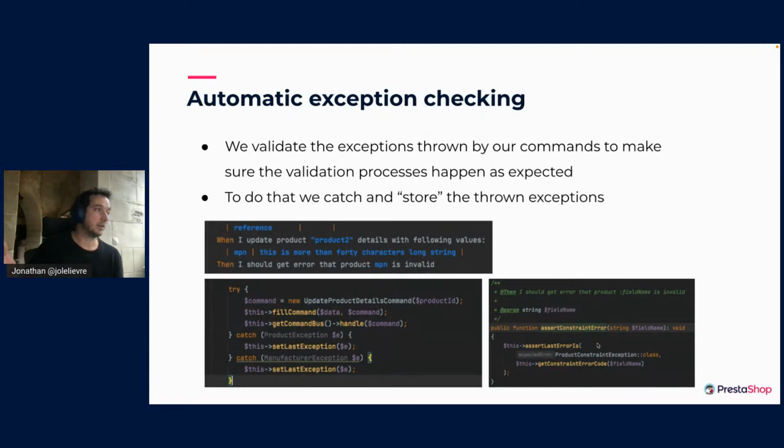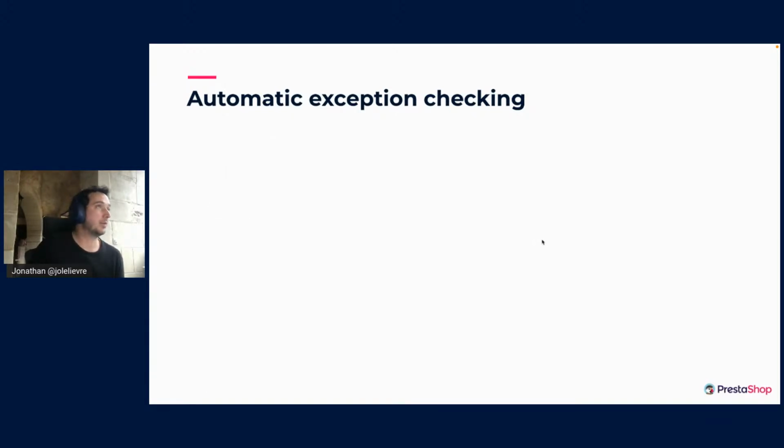The problem is that the way we catch the exception may be sometimes too wide, and some exceptions could have been thrown without us realizing that they were actually being triggered. So a scenario could happen and all the tests would be green, and we wouldn't see that an exception was thrown, which could be problematic and hide some mistakes. So now we have an automatic exception checking.